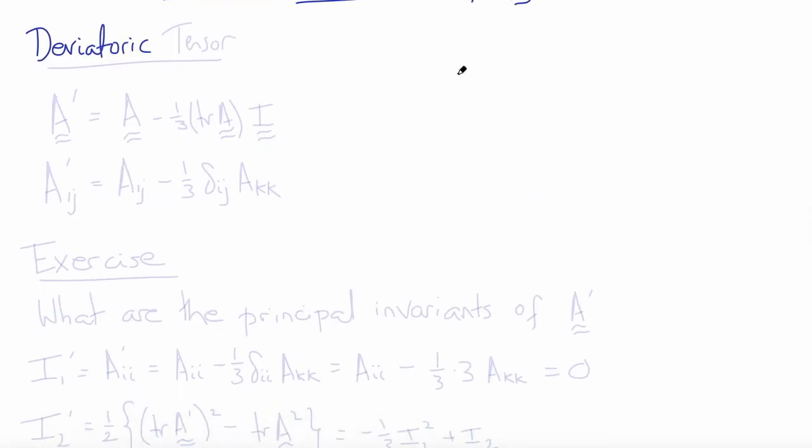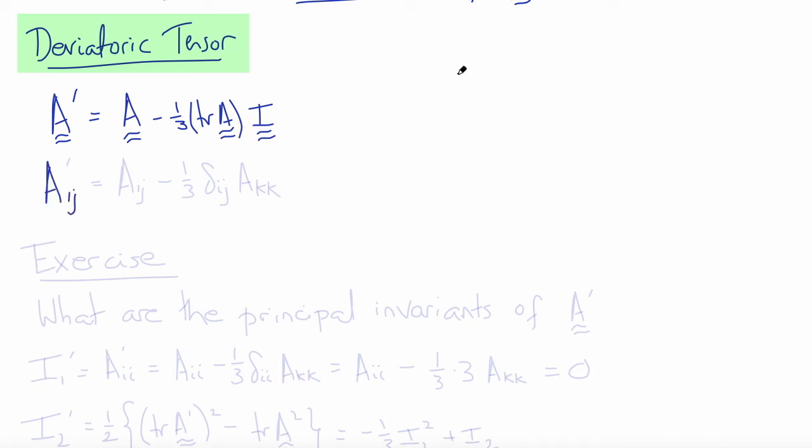Next, we'll introduce a useful operation on a tensor, or a useful variation of the tensor, called a deviatoric tensor, or we sometimes talk about taking the deviator of a tensor. So the deviator of the tensor A is denoted A prime, and is defined as A minus 1/3 times the trace of A times I, the identity tensor. So in other words, what we've done is we've subtracted 1/3 of the sum of the diagonals from each of the diagonals. So component-wise, Aij prime is equal to Aij minus 1/3 delta ij times Akk.